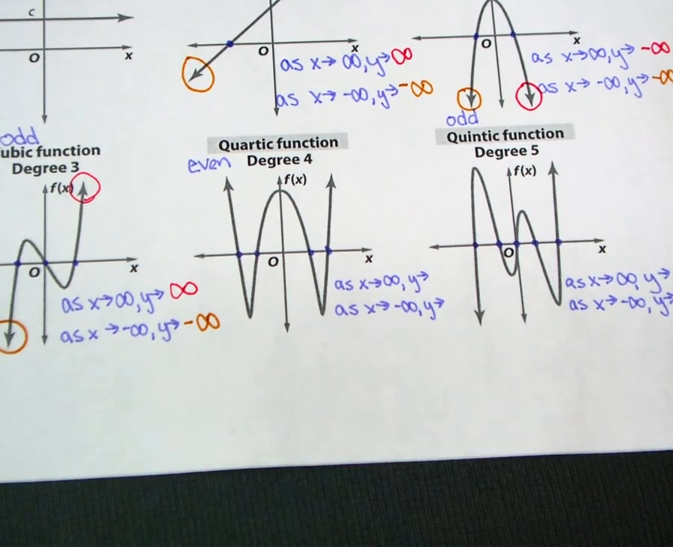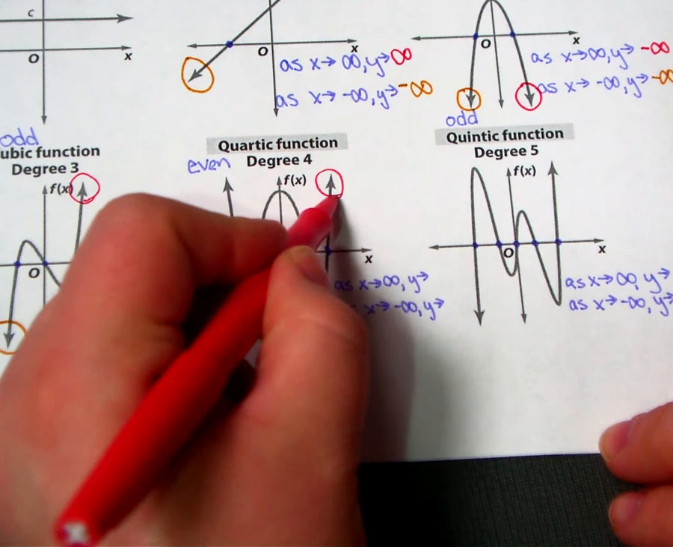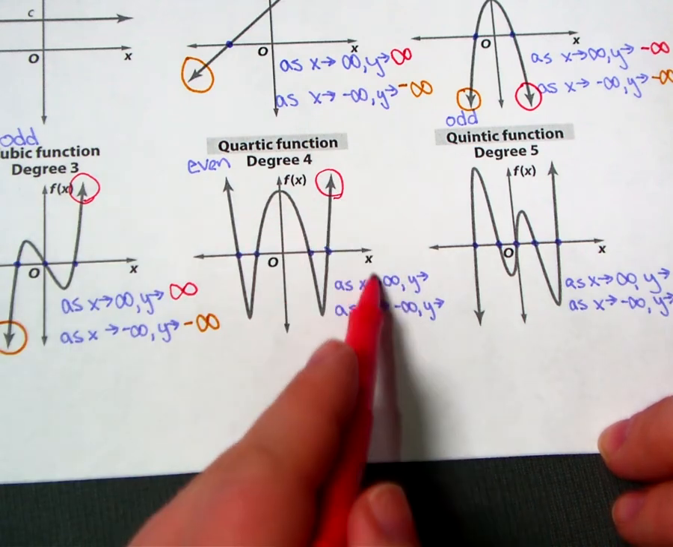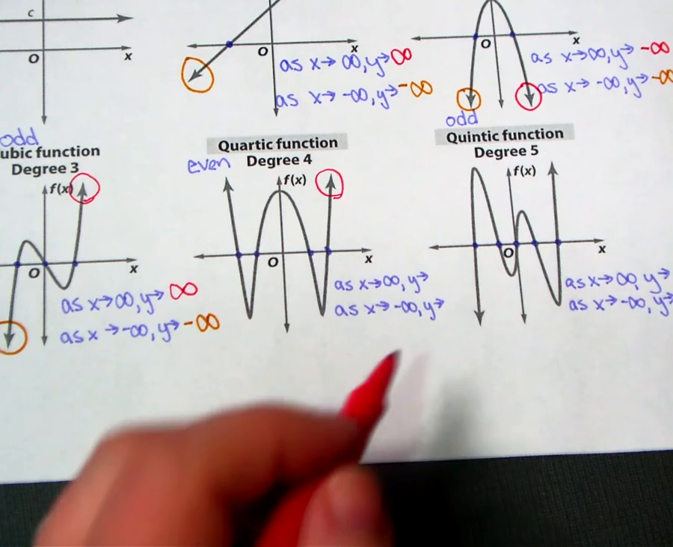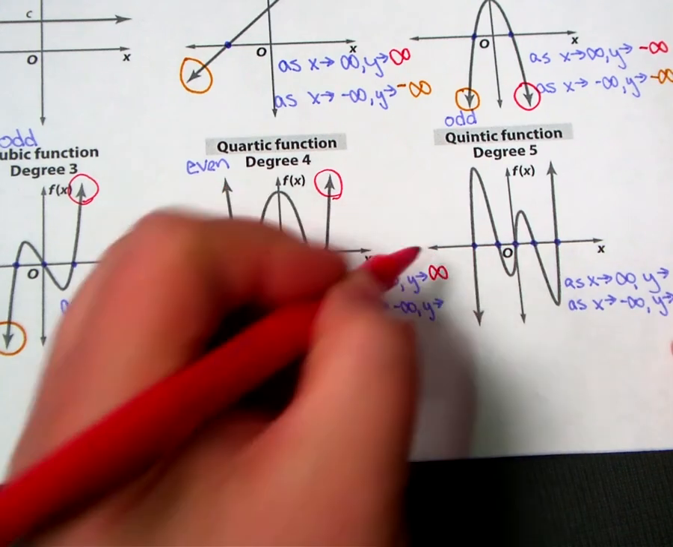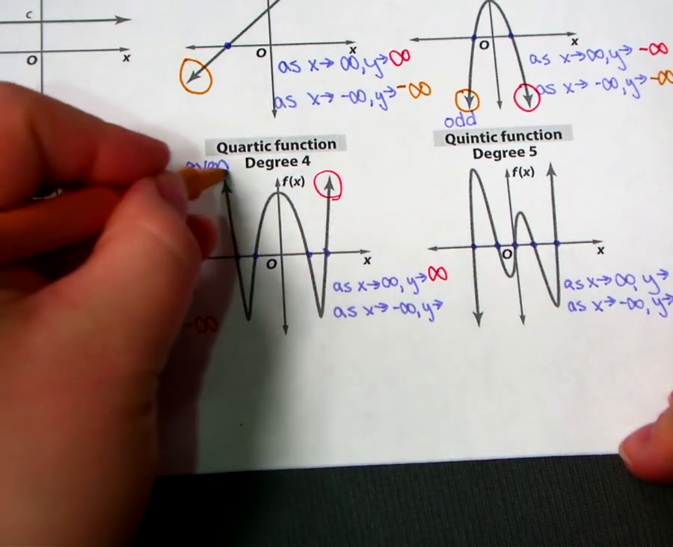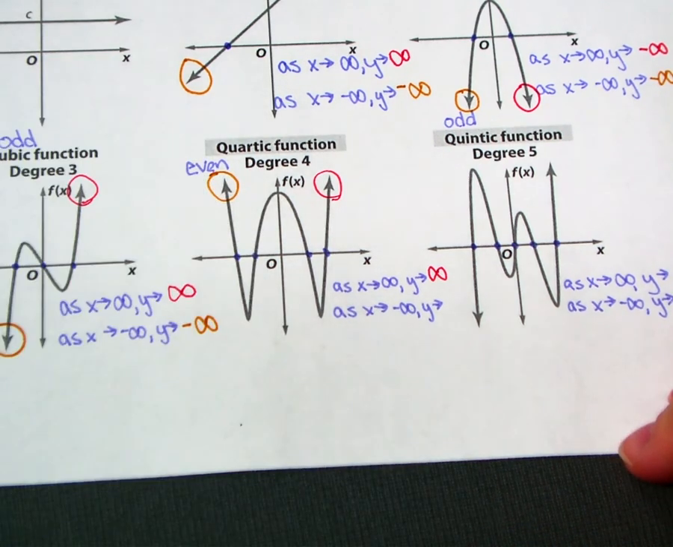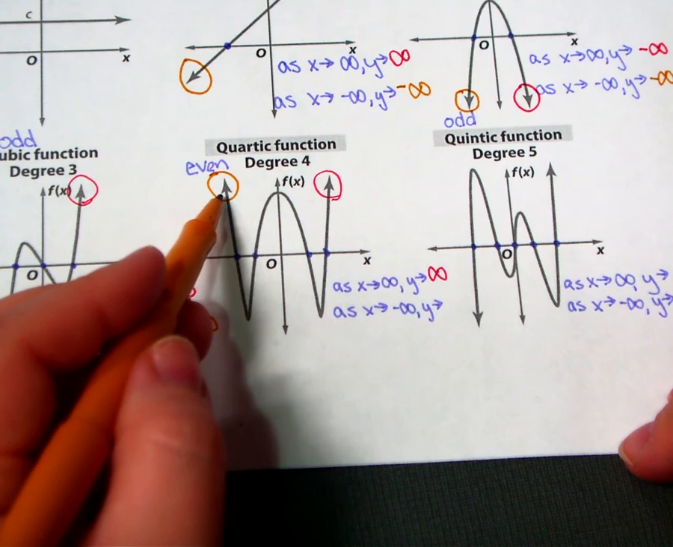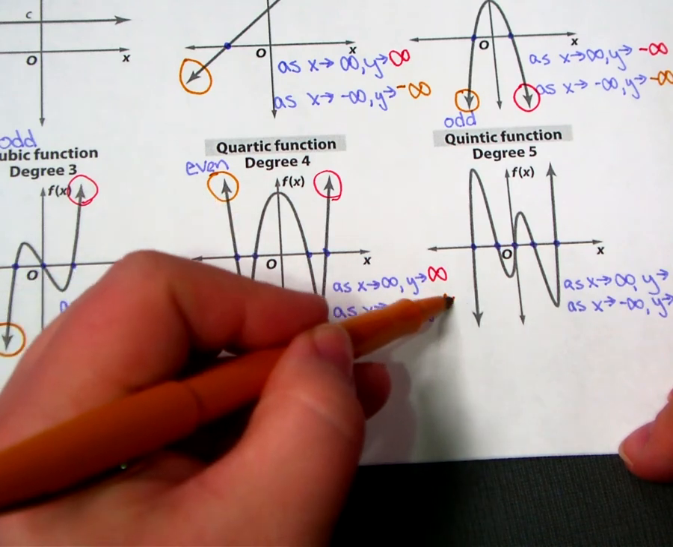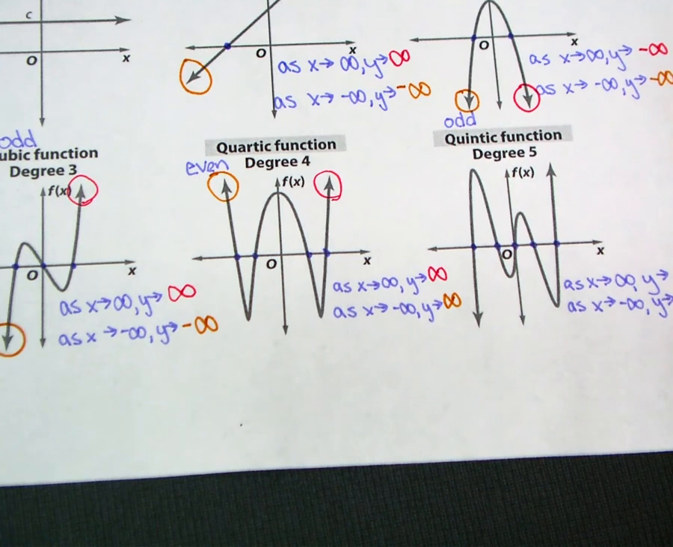Even degree function of quartic or degree 4. Right arrow, as x approaches positive infinity, that's the right arrow, positive. It's pointing up, so y also approaches positive infinity. For the left arrow, as x approaches negative infinity, that's the left arrow. It's pointing up, so y is also going to positive infinity.